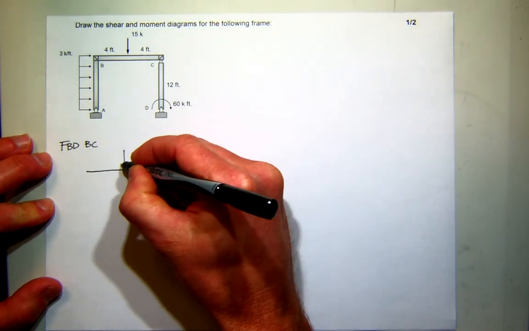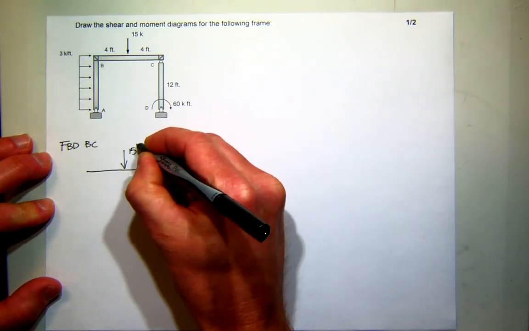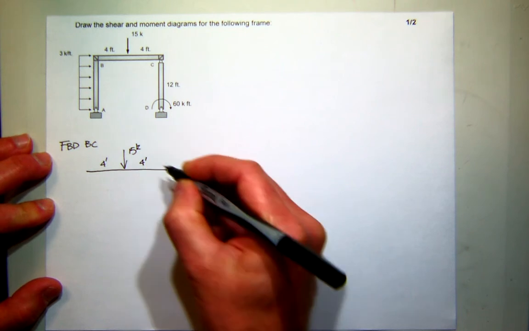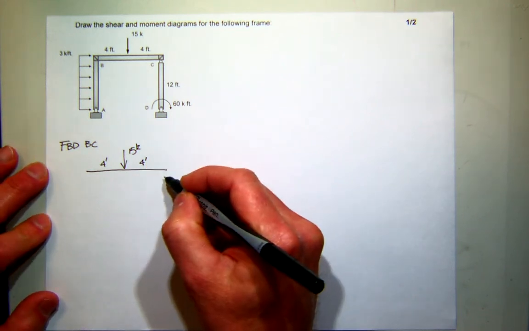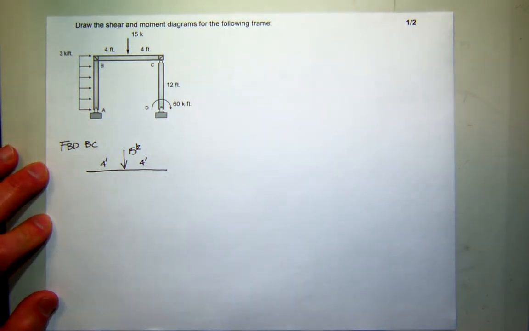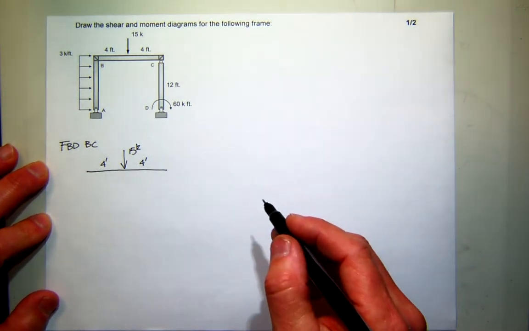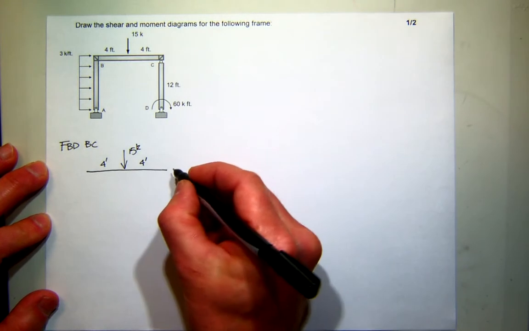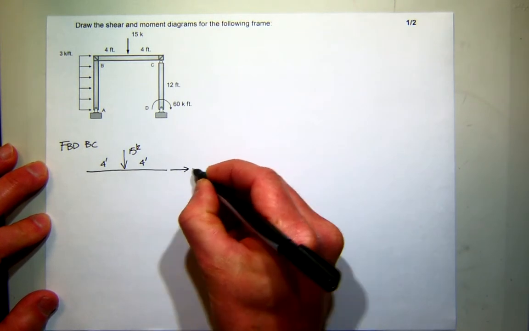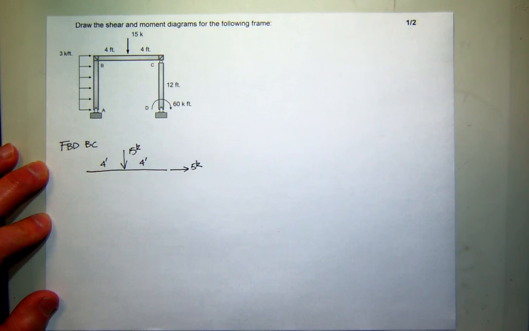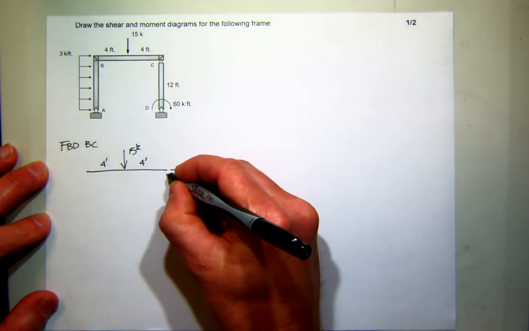When I do that, I have the applied load, 15 kips, at 4 feet and 4 feet. Now, I already know everything that's happening at C, right? If you look back, you'll see that CX was minus 5 kips. So that means it's actually in this direction. CY was minus 42, which means it's in this direction.